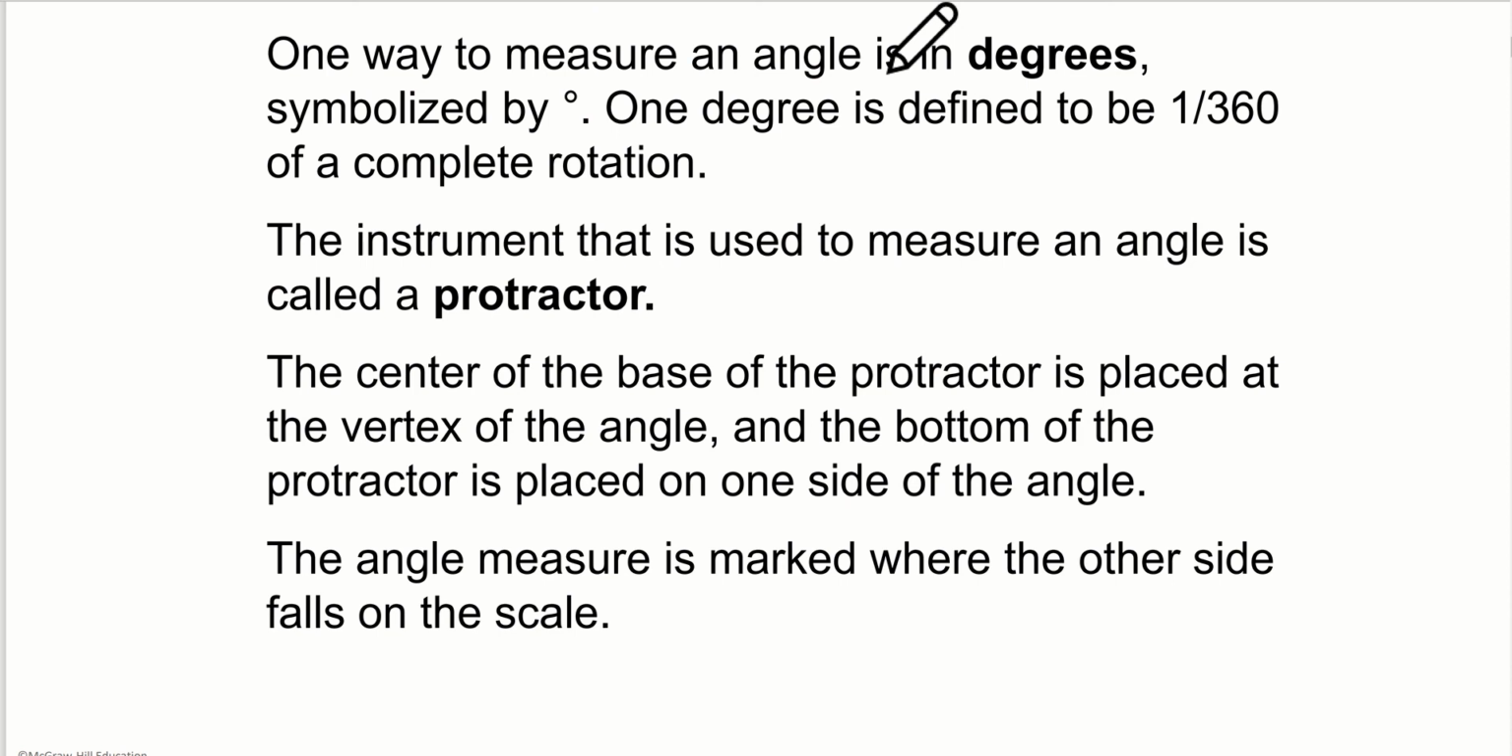In our class, we're going to use degrees, which will be symbolized by the degree symbol, as the measurement for the angles that we will use. 1 degree is defined to be 1/360th of a complete rotation. So if you were to rotate and do one complete revolution of a straight line and it would coincide with itself, one complete revolution is going to be 360 degrees by definition. And therefore, 1 degree is going to be 1/360th of a complete revolution.